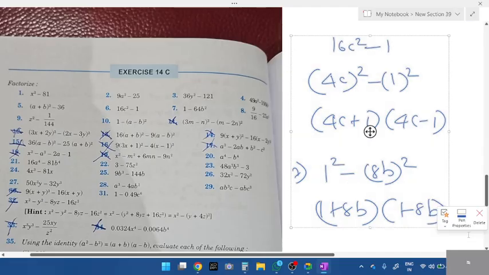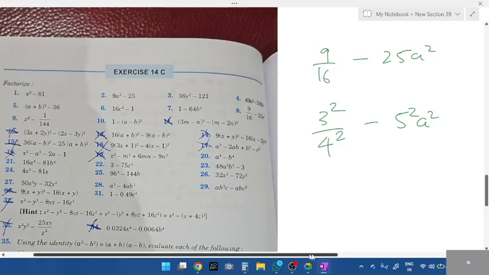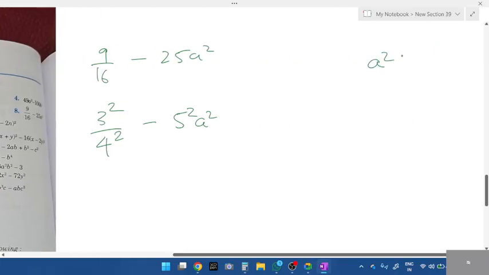It has a numerator and denominator, students. Try to convert both. What is numerator? 9 by 16 minus 25 a square, right? Very good. 3 square by 4 square minus 5 square a square, right? Now, look here. Remember this concept. A square, b square. Are the squares same? Are the degrees same for both? Degree is same. If it is same, you can write it as ab the whole square. This is one concept.